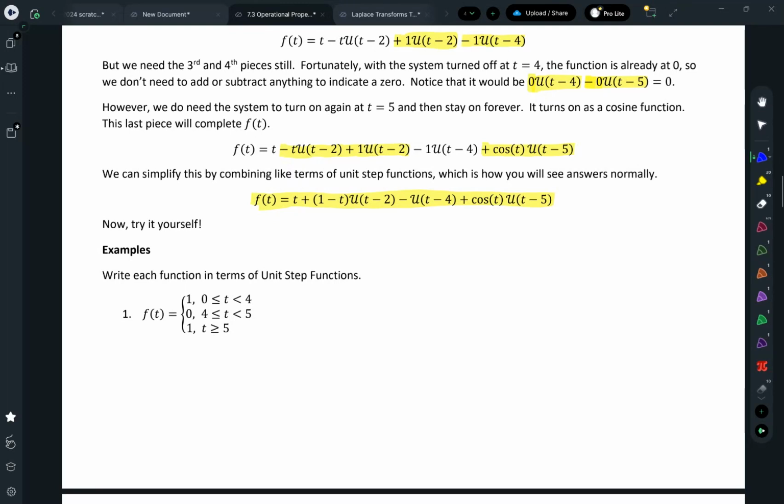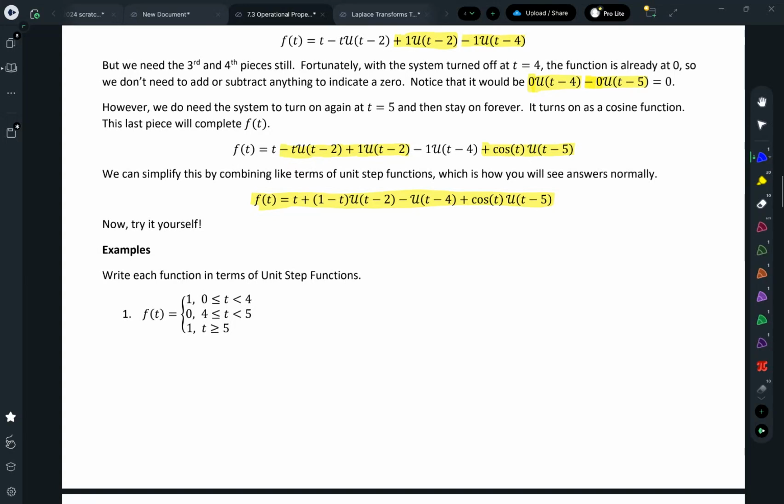So let's look at these examples. We want to write each function in terms of unit step functions. This first one, f of t, has three pieces. The first piece is 1 when t goes from 0 to 4. The second piece is 0 when t goes from 4 to 5. And the third piece is 1 when t is greater than or equal to 5.